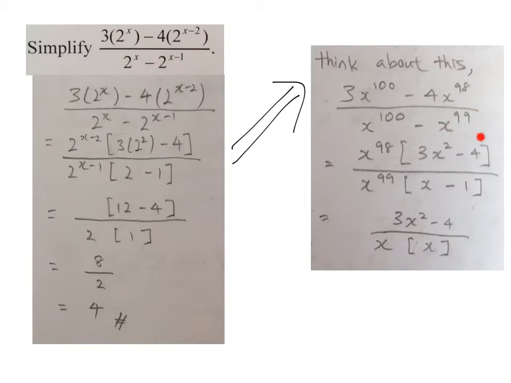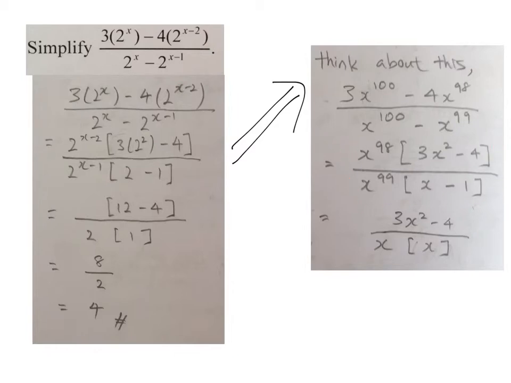So when we are asked to simplify this, we can factorize out x to the power of 98 from the numerator and x to the power of 99 from the denominator. Can you see that when I factorize out x to the power of 98, because initially I have x to the power of 100 inside, now I am left with an x squared. As for the denominator, when I factorize out x to the power of 99, the x to the power of 100 becomes just x, and I am left with a negative 1 because I bring out x to the power of 99. So I do exactly this on this step.